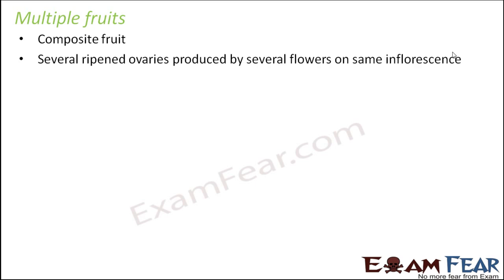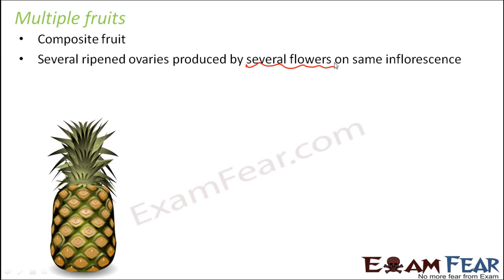Let us next talk about multiple fruits. Now here also multiple ovaries are involved. It is also known as composite fruit. Here several ripened ovaries are produced by several flowers on the same inflorescence. So this is the difference between aggregate fruit and multiple fruit. In aggregate fruit, several ovaries of the same flower form the fruit. But here several ovaries of several flowers form the multiple fruit. So here fruitlets of multiple fruits can again be drupes or berries or nutlets. They can be anything. Example is a pineapple.